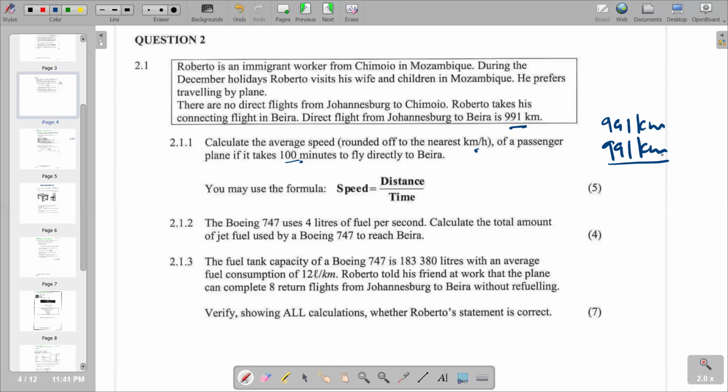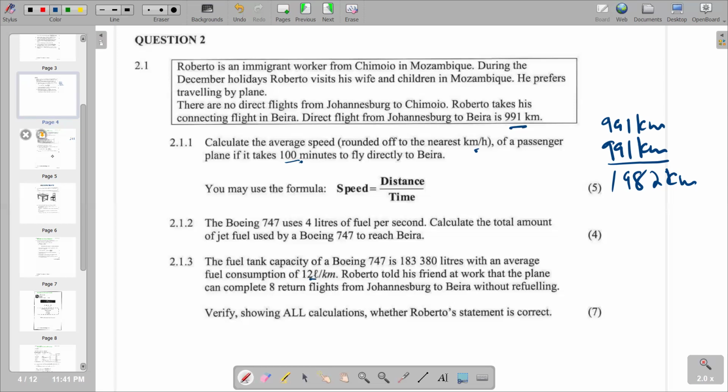Let's calculate part one. You see that 991, and then you add again 991. We are going to get 1,982. So in total we've got 1,982 kilometers, which represents the return flight, to and fro. From there, we are told that the consumption is 12 liters per kilometer. So you now multiply 1,982 times 12 liters, to see the total number of liters.